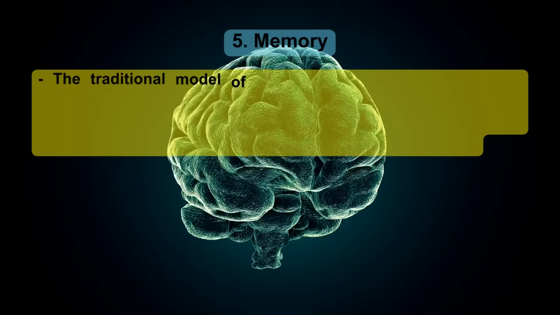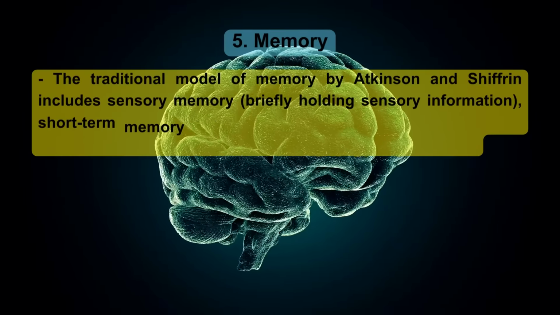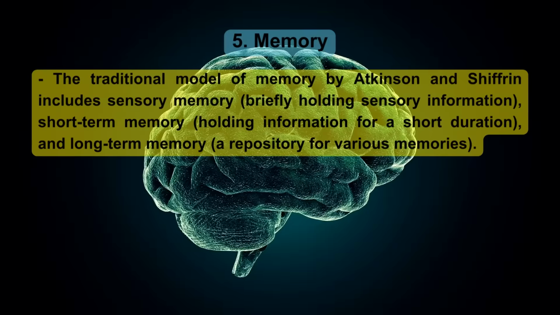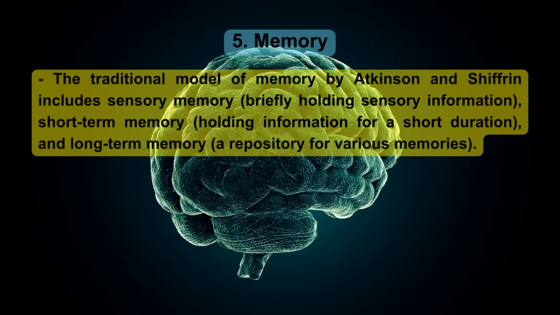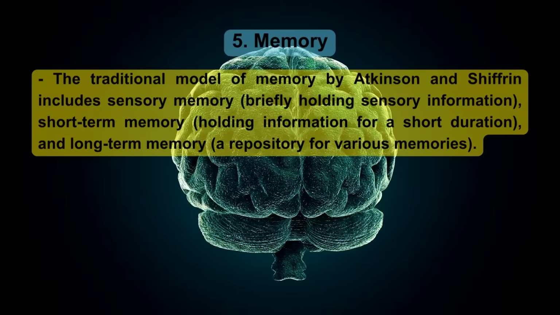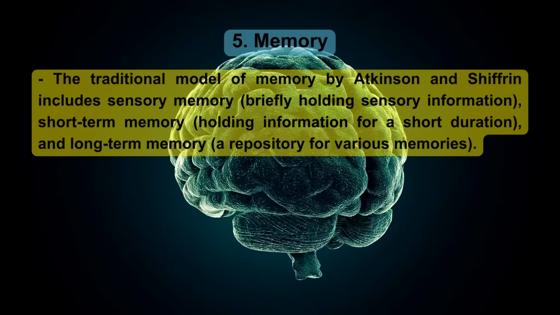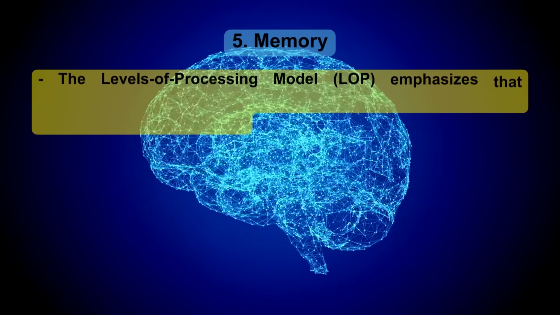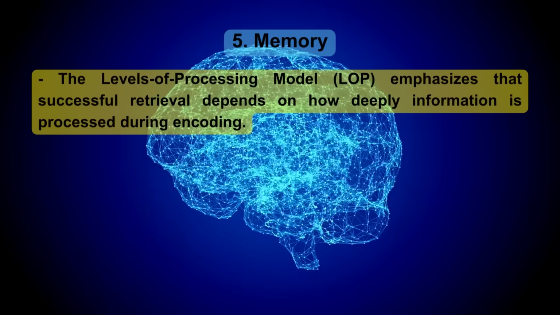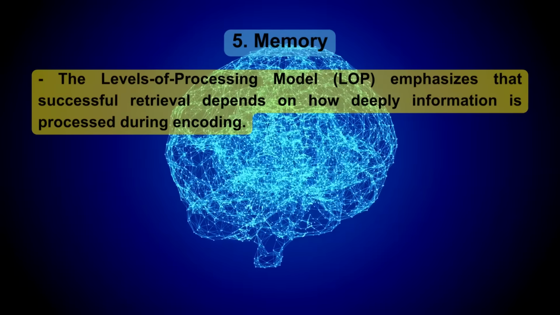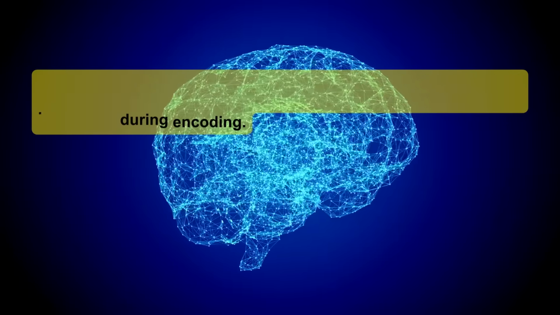The traditional model of memory by Atkinson and Shiffrin includes sensory memory, briefly holding sensory information, short-term memory, holding information for a short duration, and long-term memory, a repository for various memories. The Levels of Processing model, LOP, emphasizes that successful retrieval depends on how deeply information is processed during encoding.